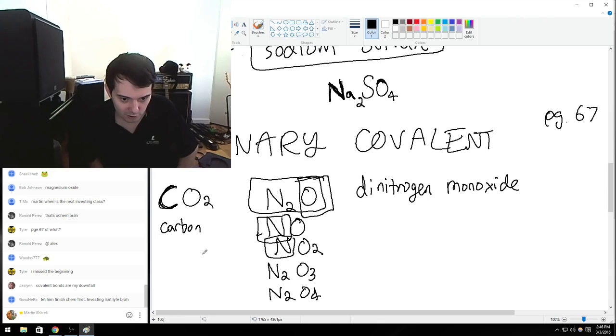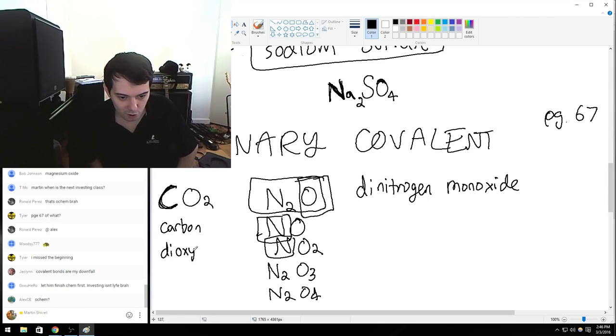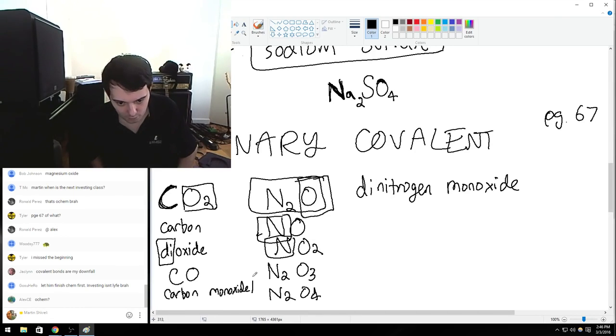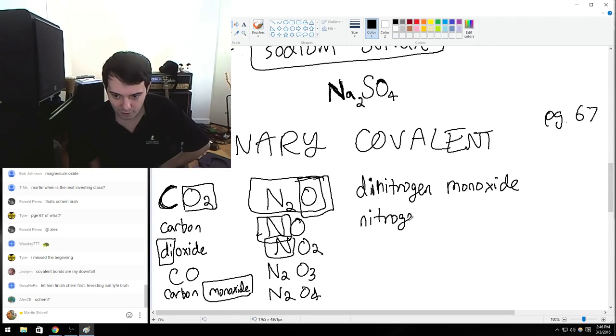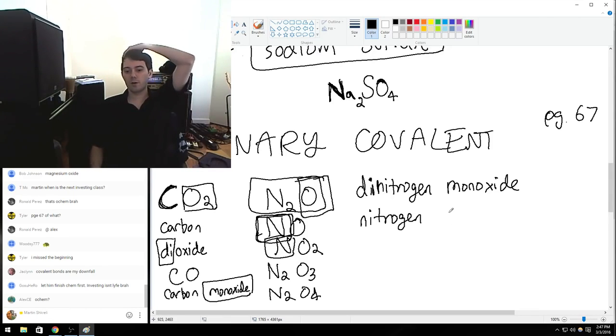And it's not carbon dioxygen. It's carbon dioxide. It's an oxide, so we use the anion "ide," and we have to use the prefix: carbon dioxide. If it's CO, it's carbon monoxide. We have to use the prefix. So here, it's dinitrogen monoxide. Here, it's nitrogen monoxide. Remember, for the first element, we never use mono, even if it's a mono.